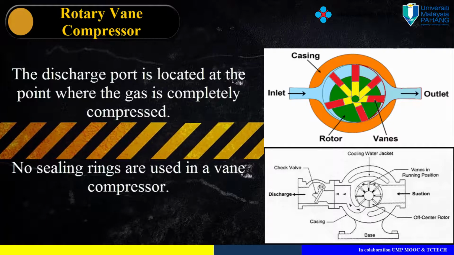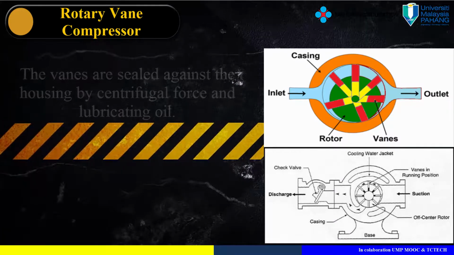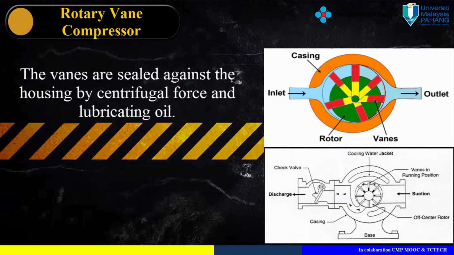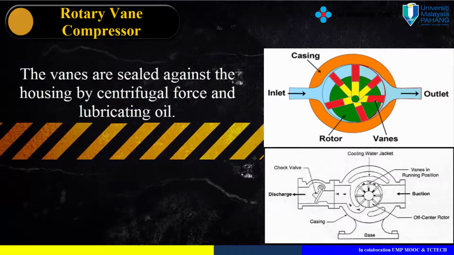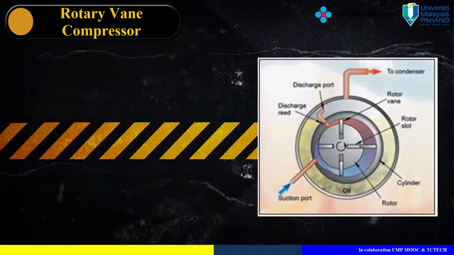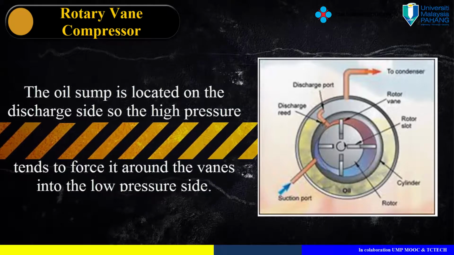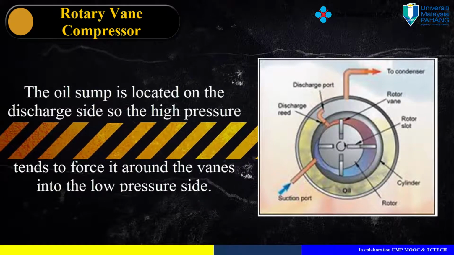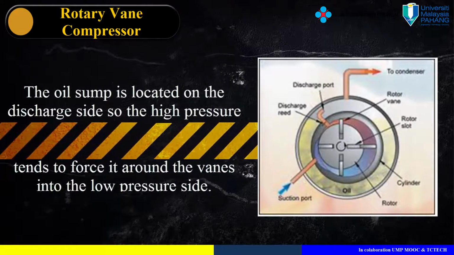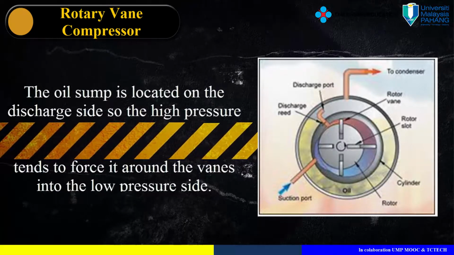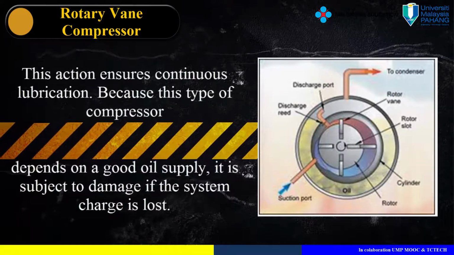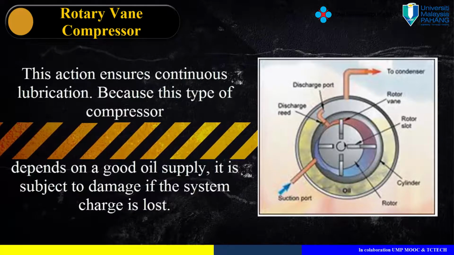No sealing rings are used in a vane compressor. The vanes are sealed against the housing by centrifugal force and lubricating oil. The oil sump is located on the discharge side, so the high pressure tends to force it around the vanes into the low pressure side. This action ensures continuous lubrication.